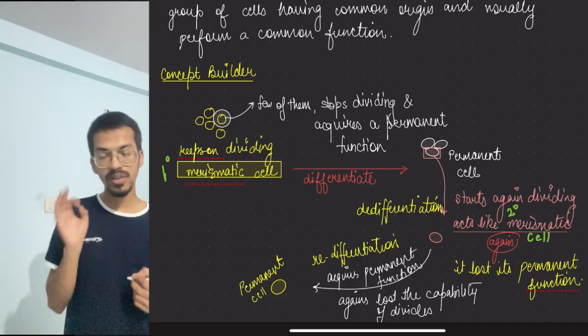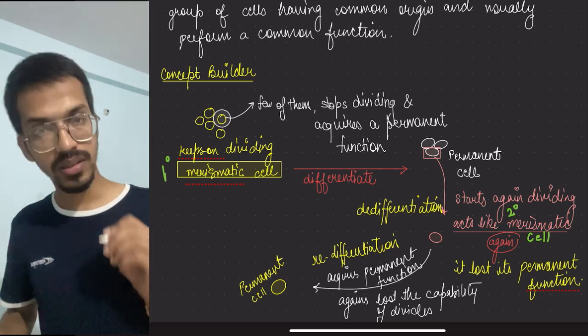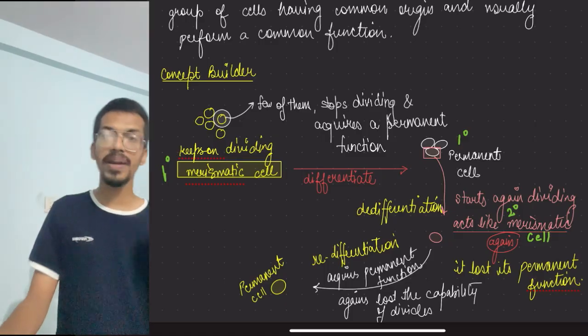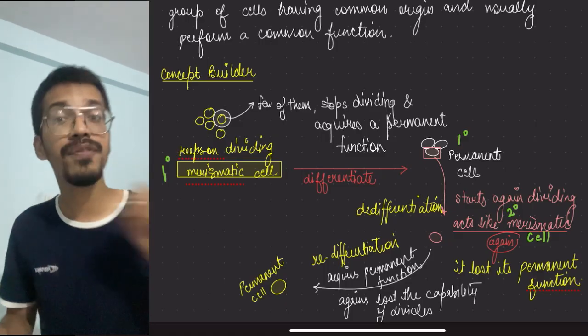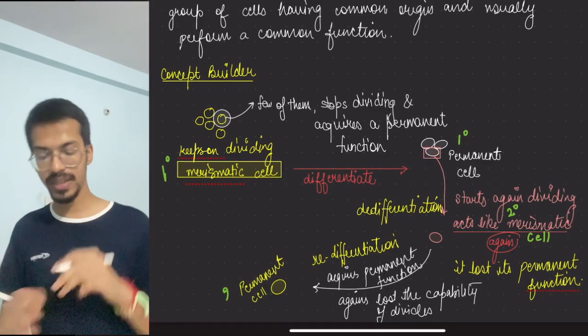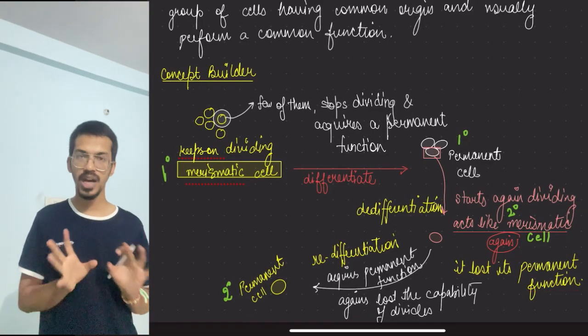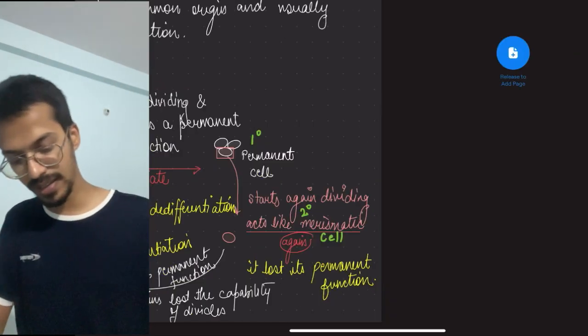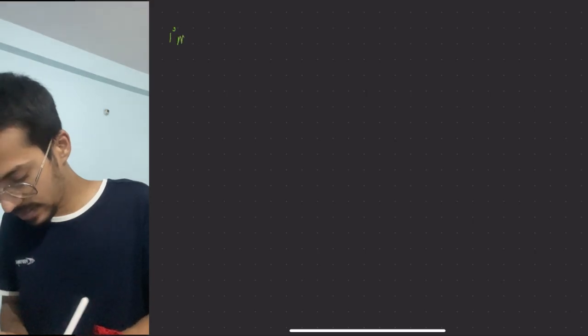Then we have the permanent tissue. This is the primary permanent tissue when it is forming directly by differentiation. But if it is forming by re-differentiation, we call it secondary permanent tissue. Understood? So what is the concept? The concept is simple. Here I am highlighting it. We have primary meristematic tissue.